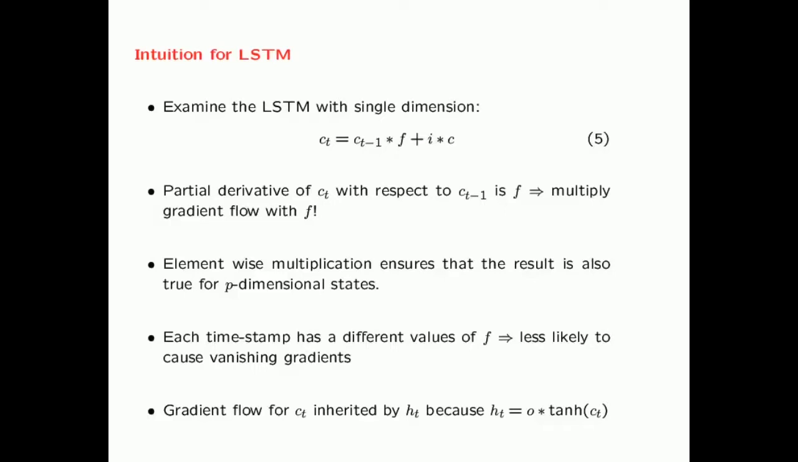The other point is that the gradient flow for Ct is inherited by Ht, because you have Ht is equal to the output gate multiplied by the tanh of Ct. So when you take the derivative of Ht, you simply have to take a single tanh derivative with respect to Ct, and of course you have to multiply with the gradient flow for Ct. So because you're just on a single tanh derivative, again the gradient flows are far more stable in the case of the short-term hidden memory.